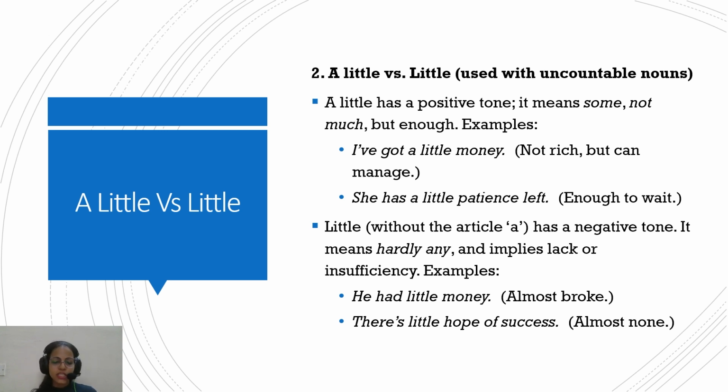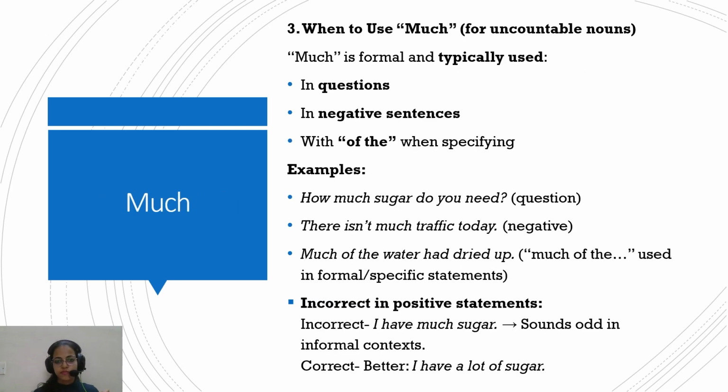So he had little money. That means he didn't have much and his situation is very difficult. He's almost broke. There's little hope of success. So it's again saying almost no hope. It's near to impossible for this person to succeed. So a little, when they are in a couple, they are happy, so positive tone. When they are alone, they are disappointed. So negative tone. A little, a few, positive; little, few, negative.